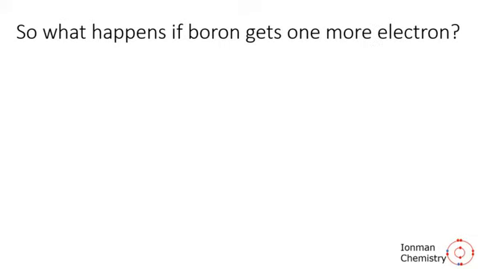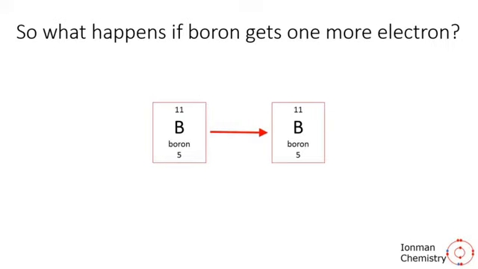Finally, what happens if boron gets one more electron? So here is boron as it is, and if we add an electron, the numbers are going to stay the same. We still have 5 protons, we still have 6 neutrons, so the mass stays at 11. Well, you may remember I said it's impossible for an atom to have charge, because when an atom has charge, it becomes an ion. Now if we give boron an extra electron, it has 5 positive protons and 6 negative electrons, so it has become charged overall. And a charged atom we call an ion.